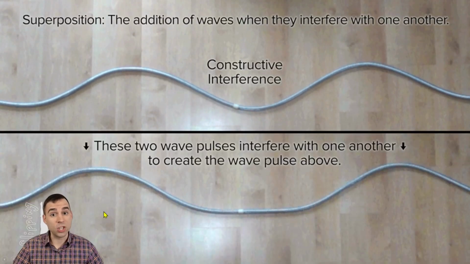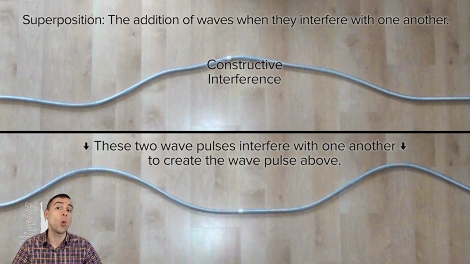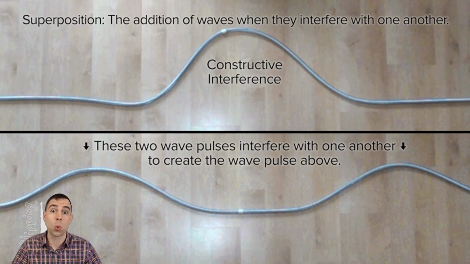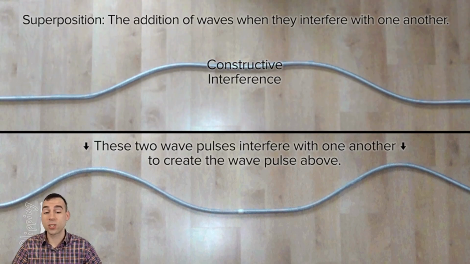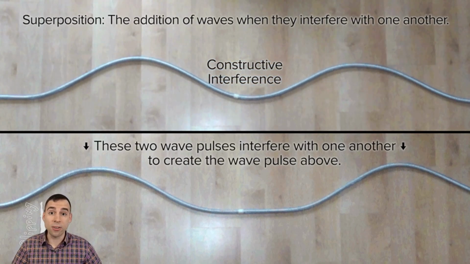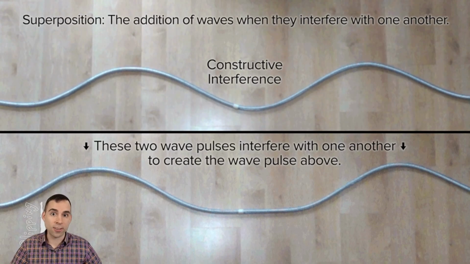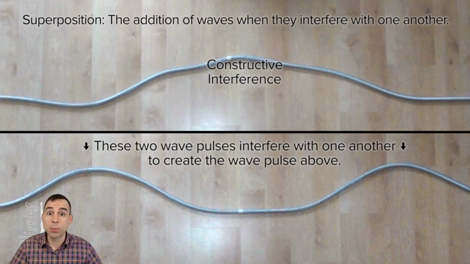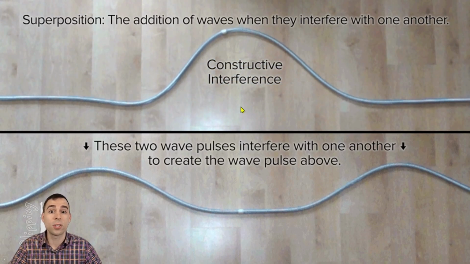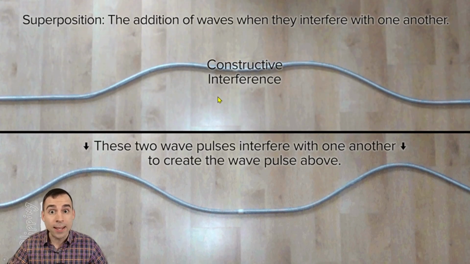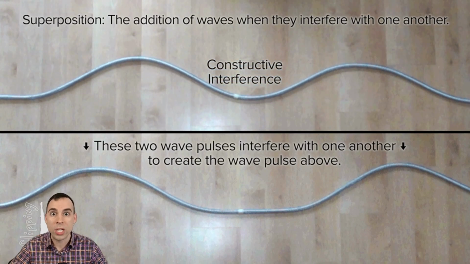Here's a representation of constructive interference for two wave pulses traveling in a string toward each other. We see that as the wave pulses come together, their displacements add together, giving a resultant amplitude that is larger than either of the two individual waves. But then the waves pass through each other.